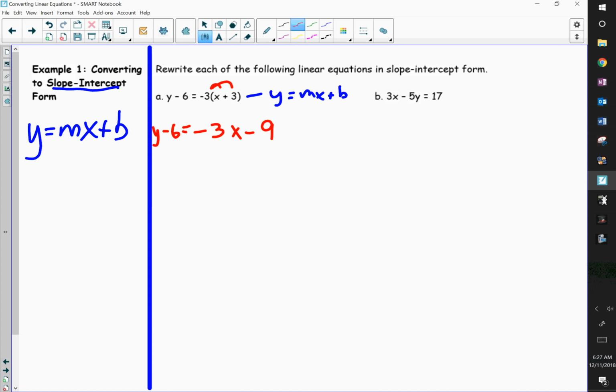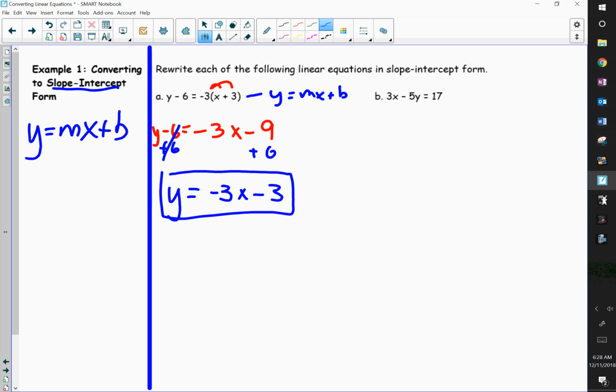After you've distributed, then you're going to get rid of the -6 on the left-hand side by adding 6 to both sides. Those 6's cancel. You're left with y equals -3x. -9 plus 6 is -3. And that's it. So the steps when you have a point slope equation are first distribute, then get rid of the number on the left-hand side, and you have it written in slope-intercept form.